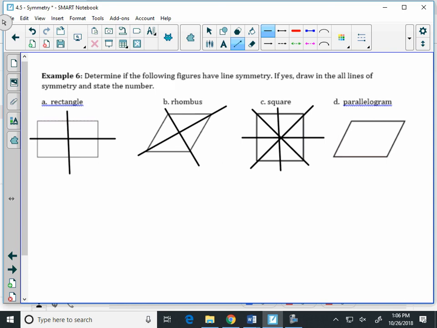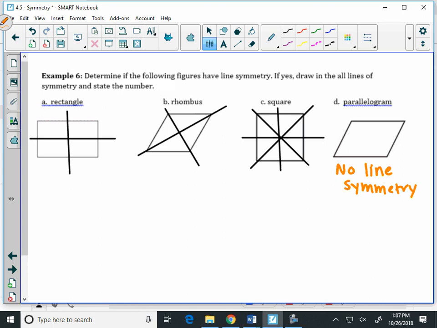Okay? A parallelogram has absolutely no line symmetry. Just a regular old parallelogram. So when you're told you have a parallelogram, your answer is always no line symmetry. There's no way we can fold that shape and it matches up. It's because the opposite sides are the same, but not all the sides are the same, and not all the angles are the same. So that's why nothing can really map up with a parallelogram.